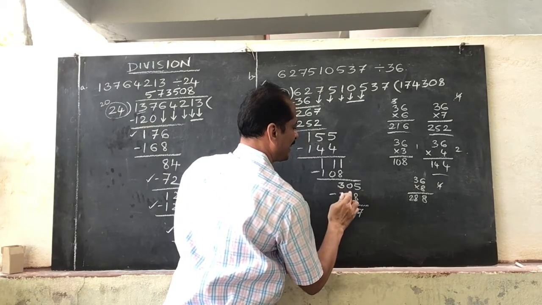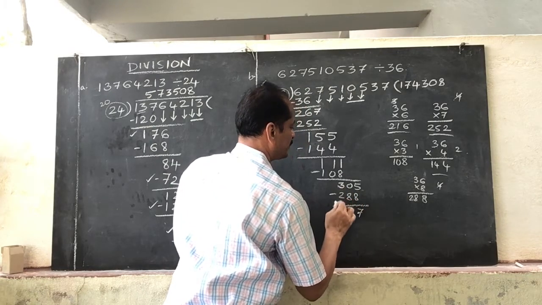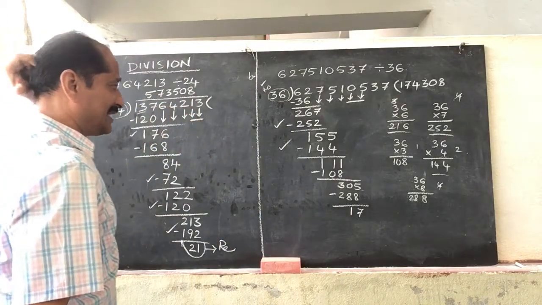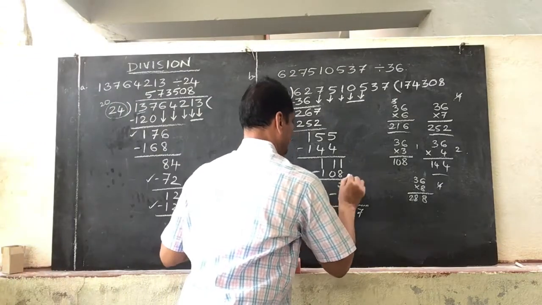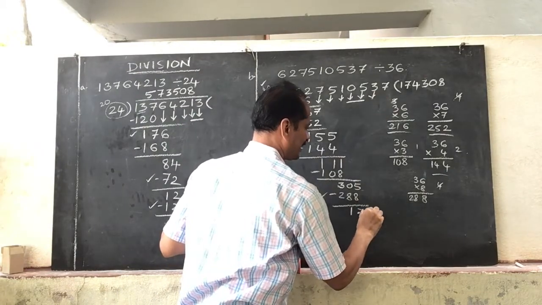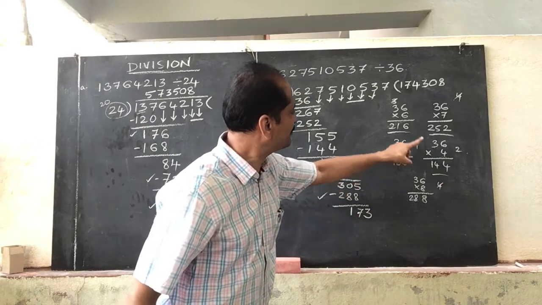Now here this is 9. 9 minus 8 is 1. 2 minus 2 is 0. So 17 is the remainder. Yes, 17 is less than 36, so this step is also correct. Then bring down the next digit, that is 3. So how much is it? 173. Where is 173?